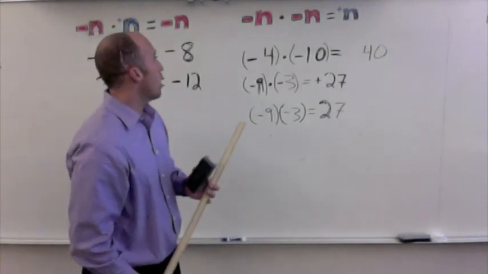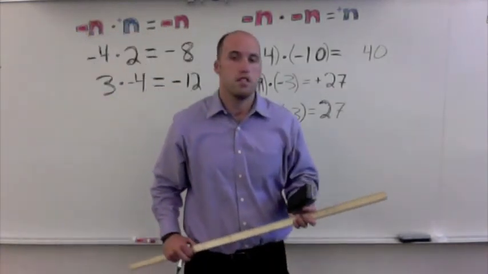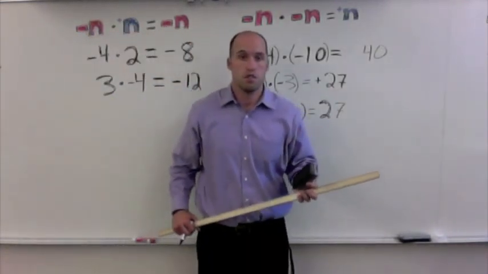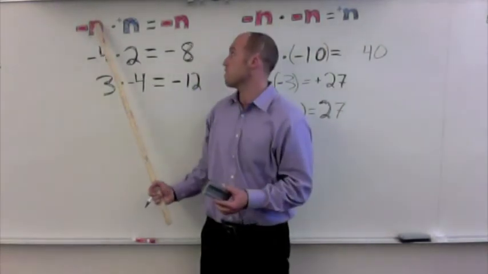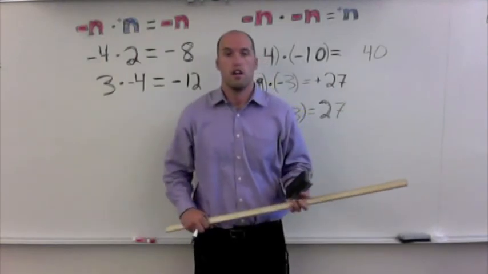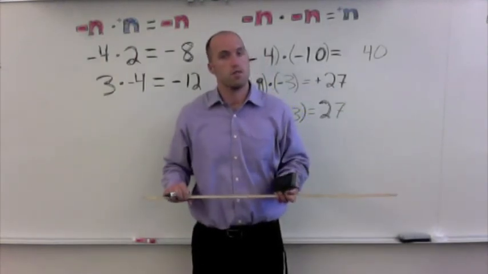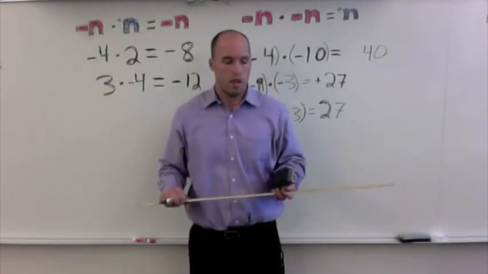That about wraps it up for negative numbers, not just integers. This can work with any number: a negative times a negative equals a positive, and a positive times a negative equals a negative. Also with addition and subtraction. These aren't just for integers, they'll work with any number.